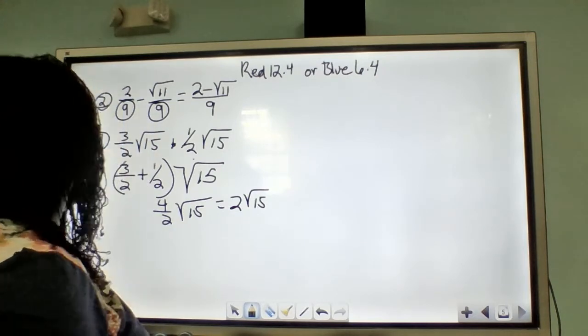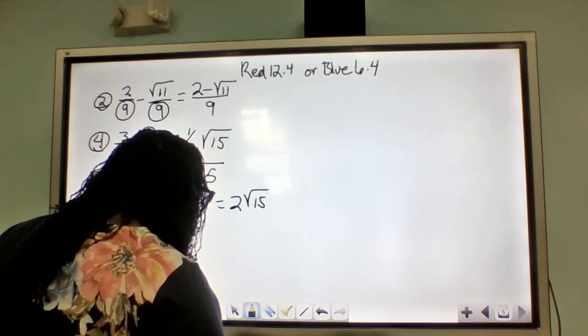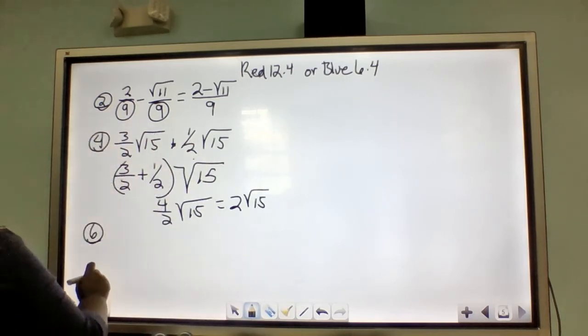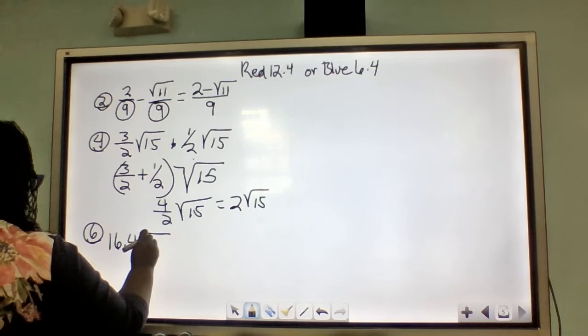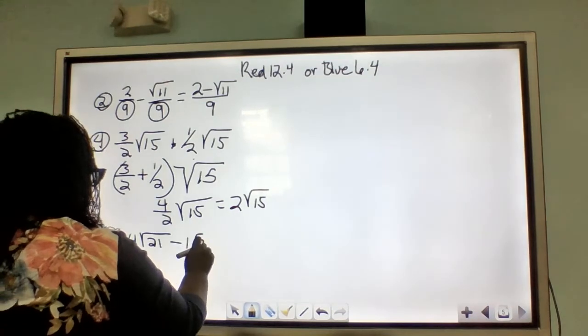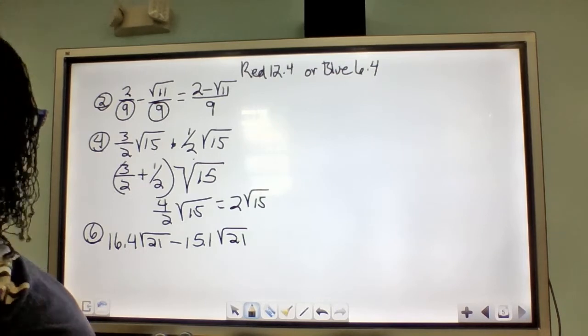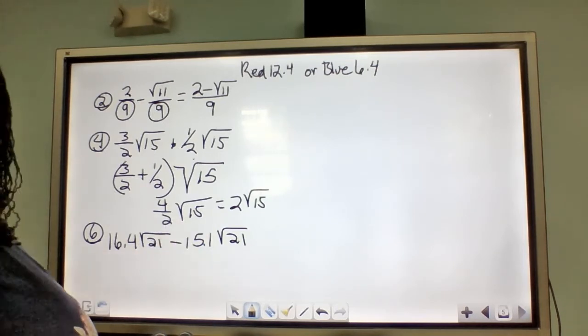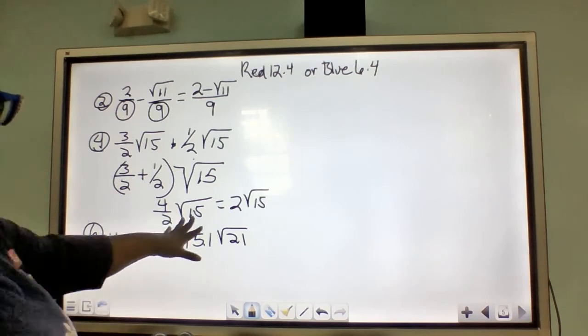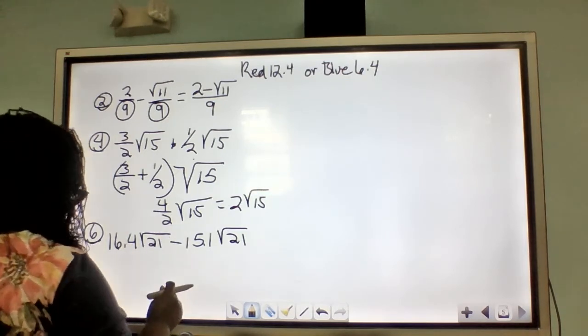Now let's take a look at number 6. Number 6 reads 16.4 square root of 21, okay, minus 15.1 times the square root of 21. Okay, and so once again, the square root of 21 keeps its identity. All right, these are in the simplest form they can be in because they both have the square root of 21. They can be combined through subtraction.